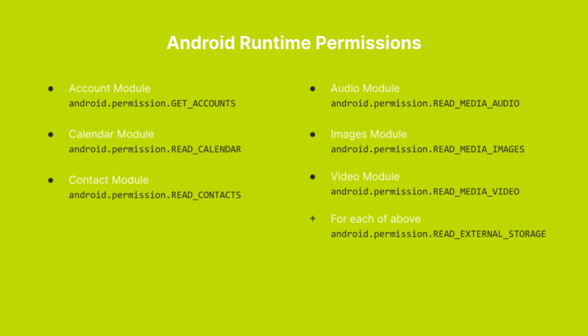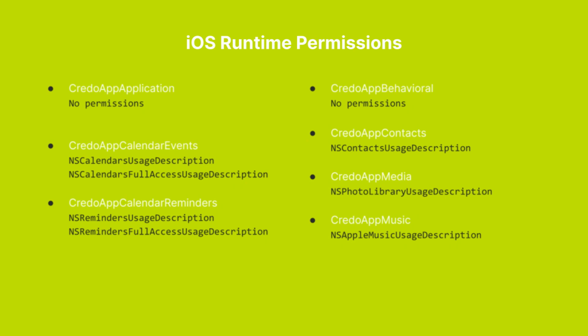For example, if your application already has active users, we recommend starting with modules that require permissions your app already has. This way, you won't need to request additional permissions from your users, making the integration process smoother and less intrusive. Now let's start the integration.